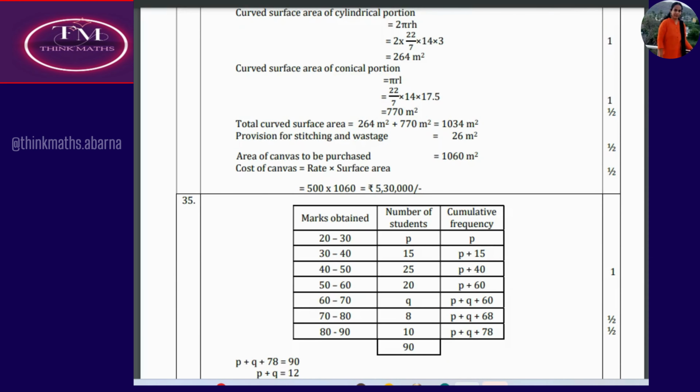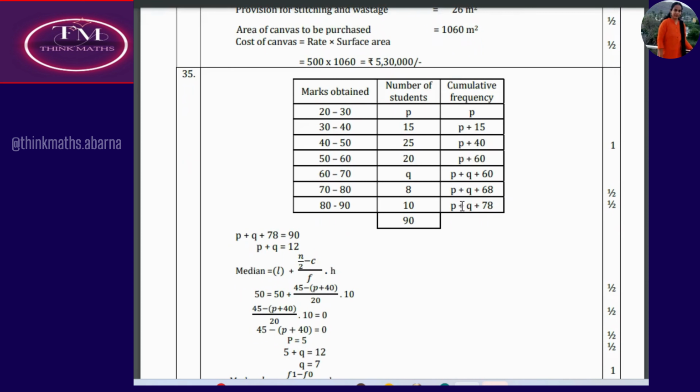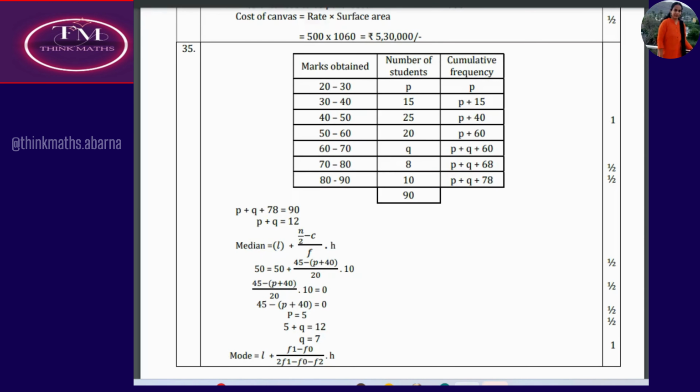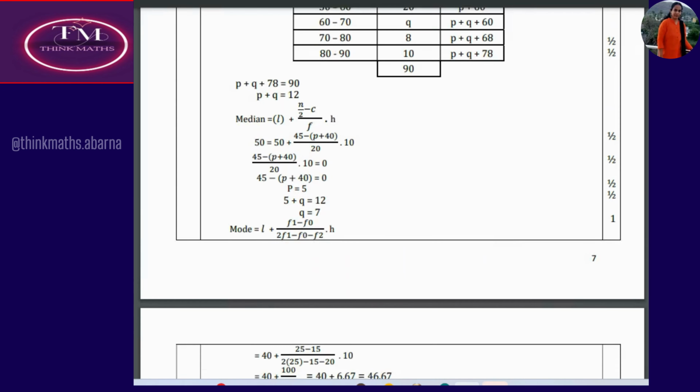Next is statistics based 35th question. So write the table and you will be getting 1 mark. Then write the ratios. Not ratios, write the relationship. You will be getting half plus half. Then for median, formula, half, and the calculation, you will be getting half of mark for each step. Then for mode, you will be getting 1 mark.